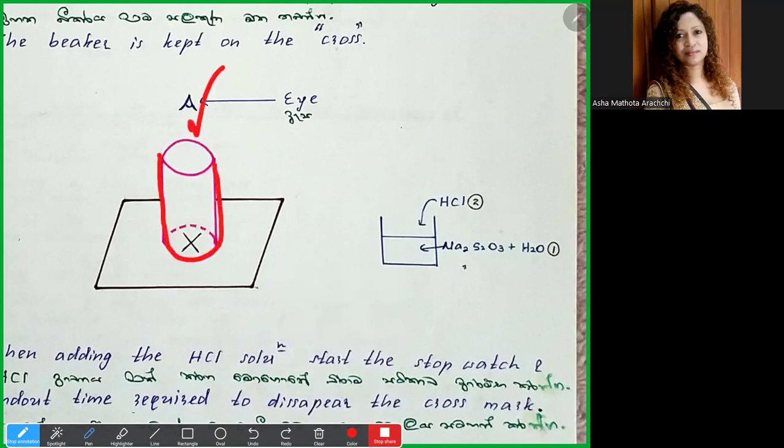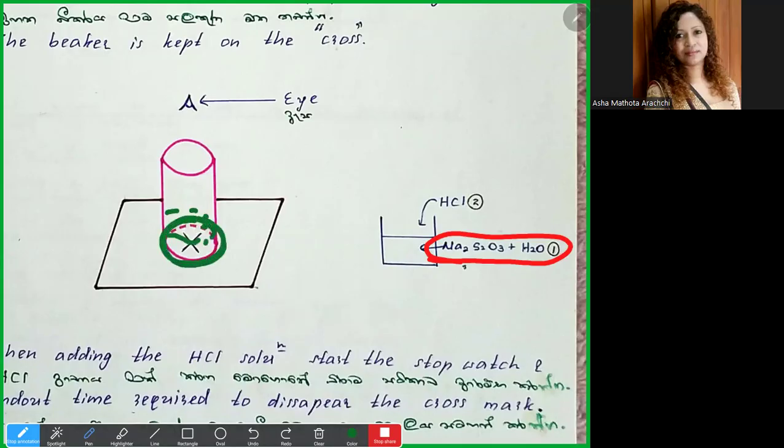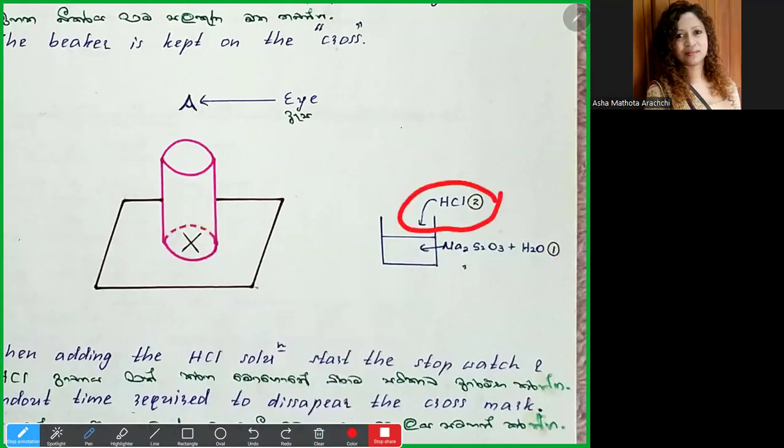Then we observe from the top. The beaker contains sodium thiosulfate and water, but it is still transparent and colorless, so we can see the cross nicely. Onto that, we add HCl. Right at the moment you add HCl, we start the stopwatch. Once you add HCl, it makes sulfur. That sulfur deposits, and little by little it fades the cross. Finally, the cross disappears, covered with sulfur.